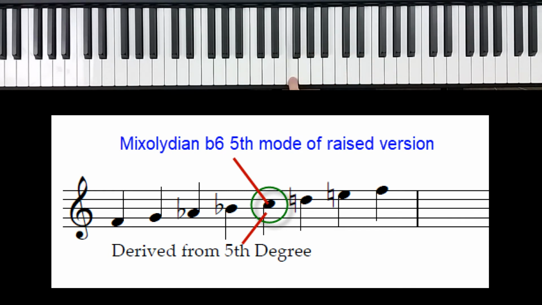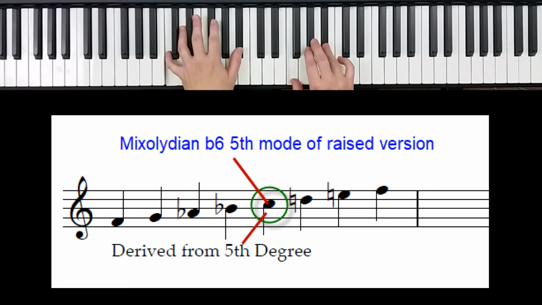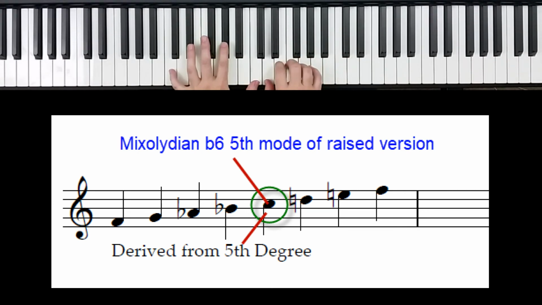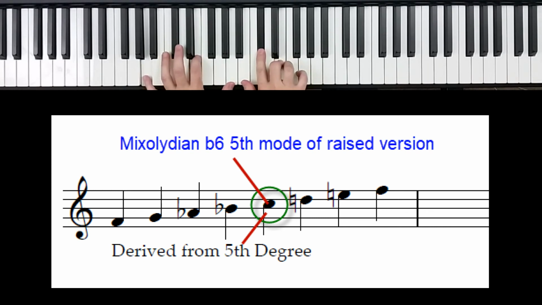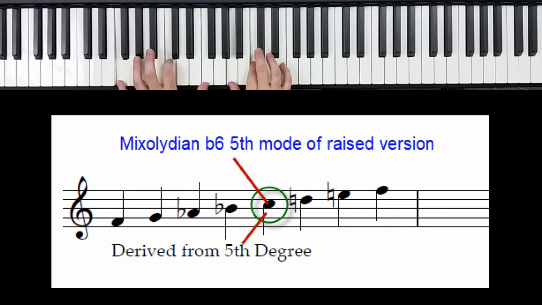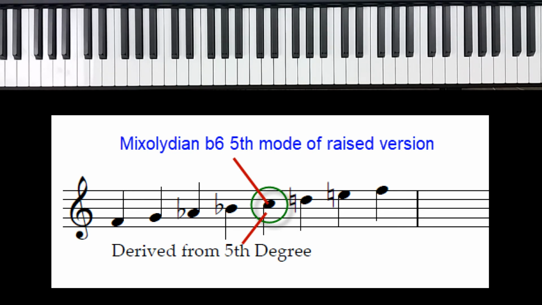So if I do something like this, let's take the beginning melody. Mixolydian flat 6, and now I'm in Mixolydian flat 6 again, just with chromatic modulations. So I moved that scale around. The key point here is this scale is derived from the 5th degree of the raised version of melodic minor.